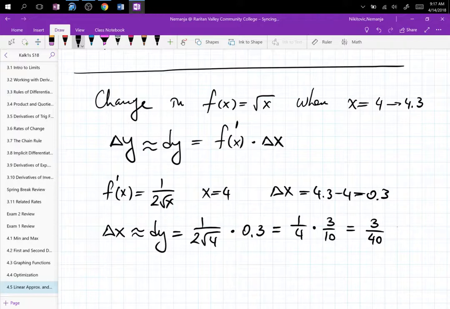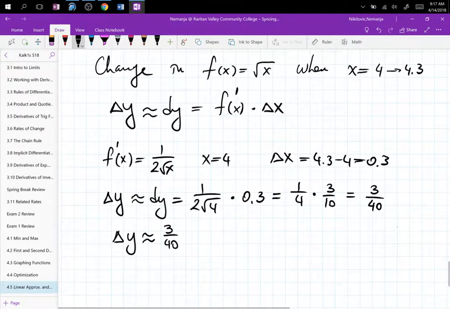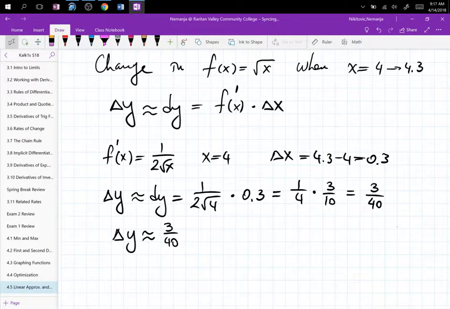Oh, why did I put delta x? It's delta y over here, sorry. So the change in y is approximately 3 over 40. That's what it is. So with the differentials, I'm approximating the change. And that's that. Problem done. Now, what can I do with this change?